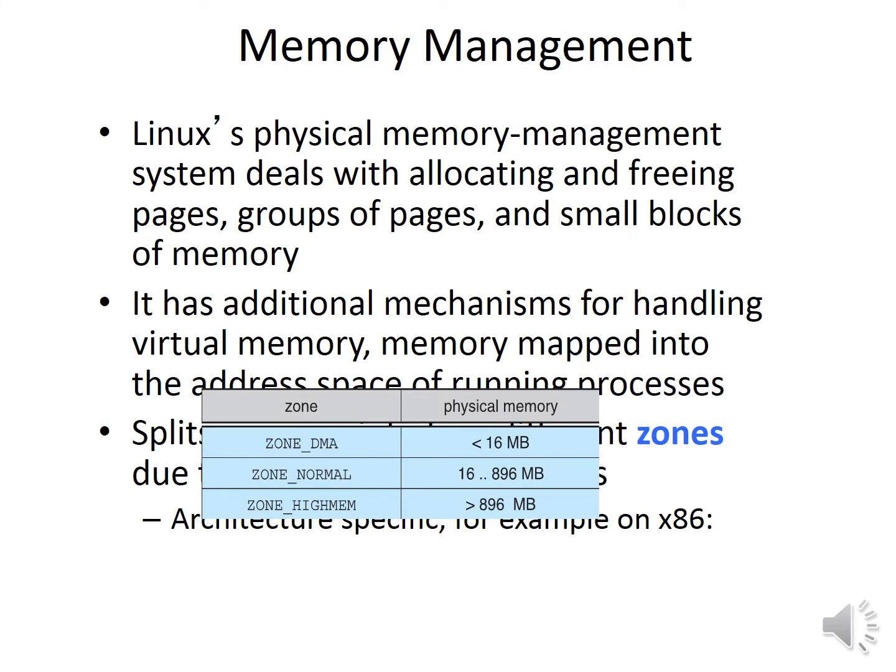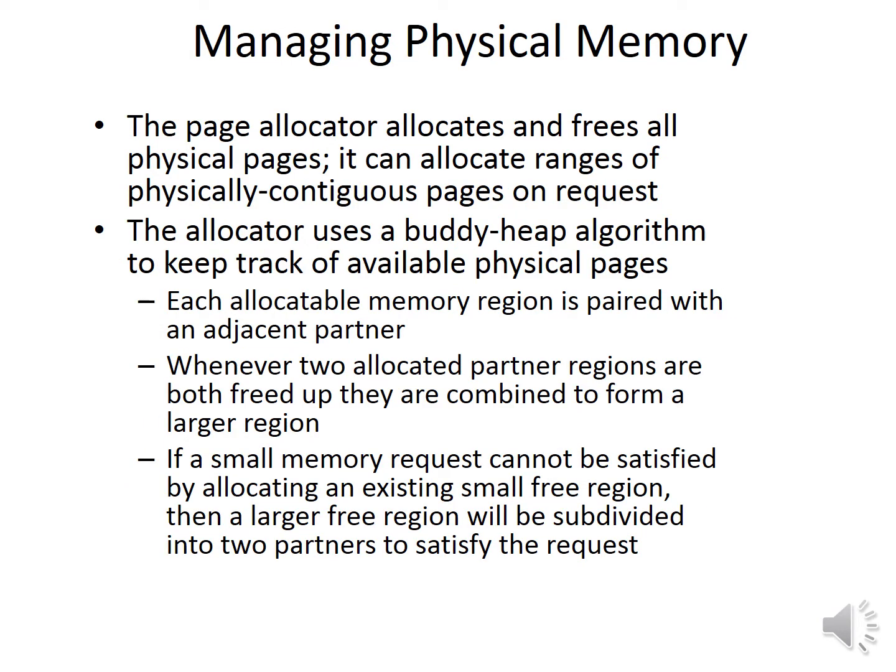Physical memory management deals with allocating and freeing pages, groups of pages, and small blocks of memory. It has an additional mechanism for handling virtual memory mapped into the address space. It has zones: DMA, normal, and high memory. Physical memory below 16 MB is DMA, and high memory is above 896 MB. So, managing physical memory.